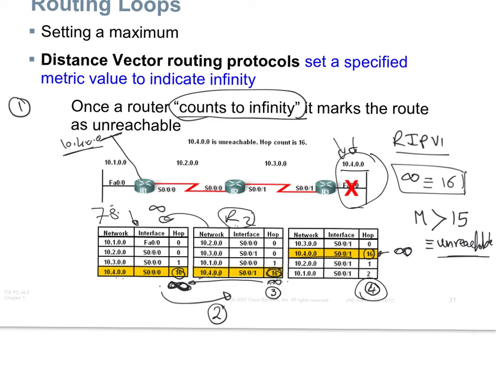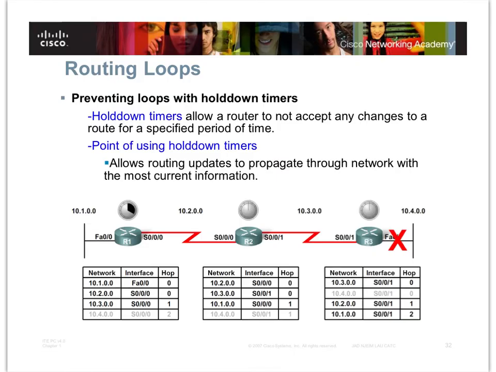But the problem here is this is very slow. Okay? This is very slow. The count to infinity solves the problem by setting the unreachable network metric to infinity, but it's slow, right? Because of this count to infinity issue. Clear, guys? Okay.